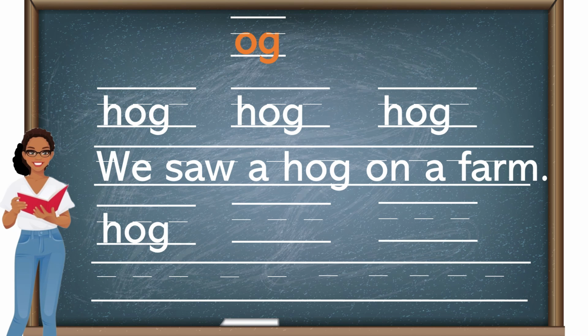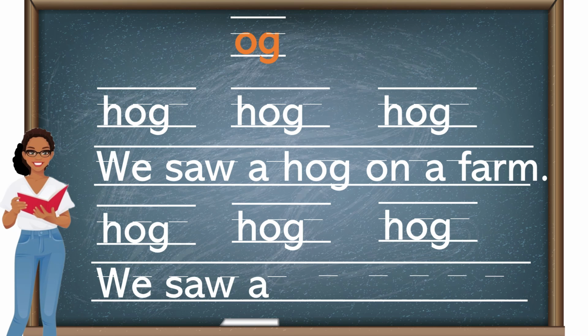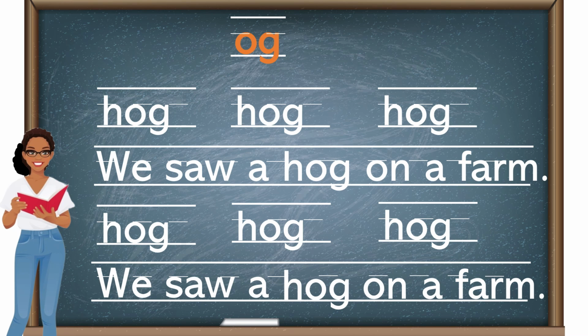H-O-G. Hog. Let's spell it again. H-O-G. Hog. One more time. H-O-G. Hog. Let's use it in a sentence. We saw a, do you know what goes here? Great job! Hog on a farm. Hog. H-O-G. Hog.